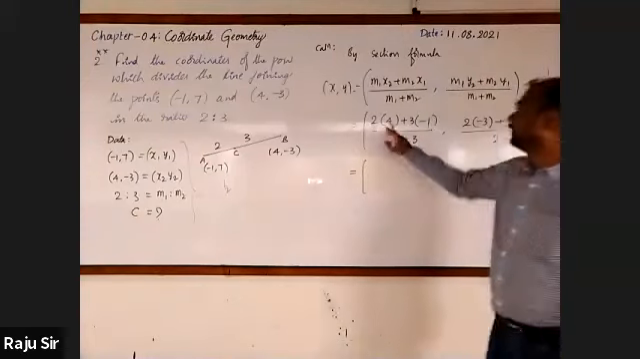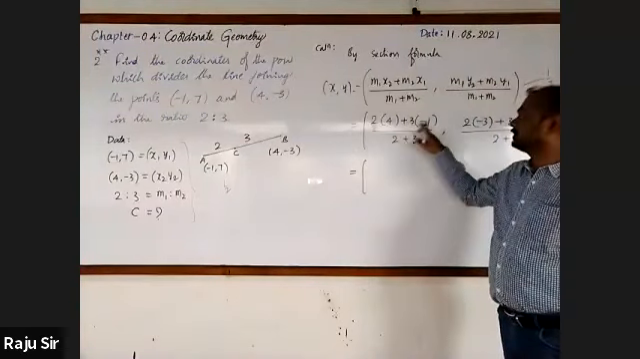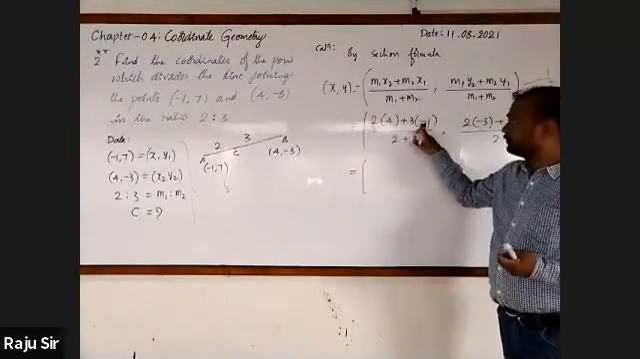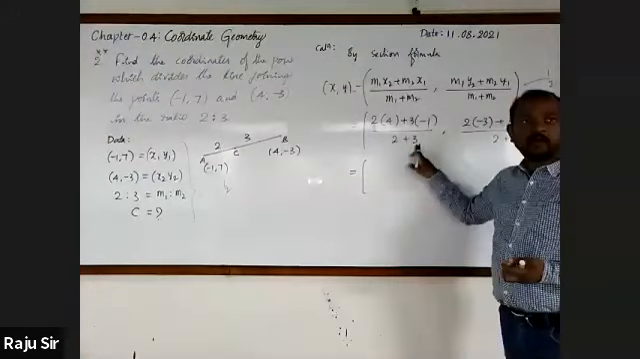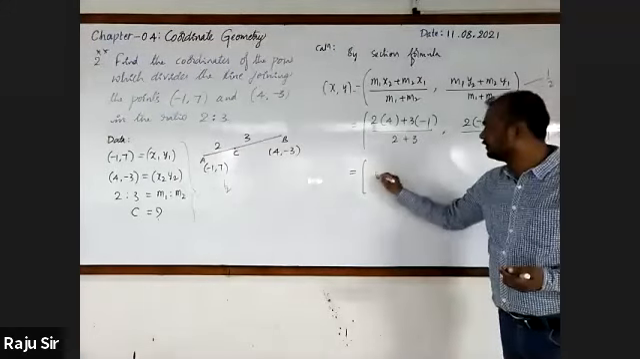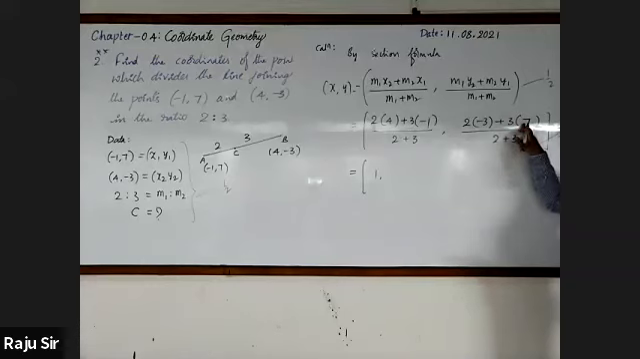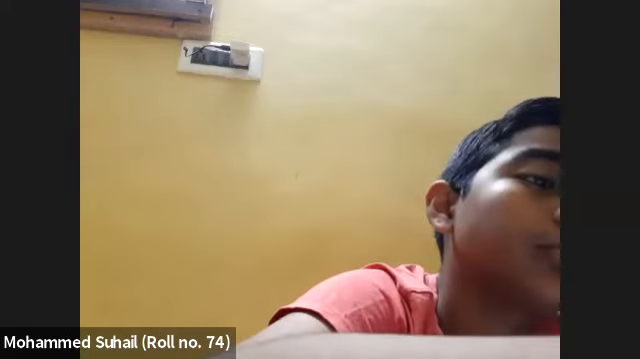All right. 2 fours are 8. 3 into minus 1 is minus 3. 8 minus 3 is 5. 2 plus 3 is 5. 5 by 5 is 1. Next, 2 into minus 3 is minus 6. 3 into 7 is 21. 21 minus 6 is 15. 2 plus 3 is 5. 15 by 5 is 3. You expect only this one. Got it?